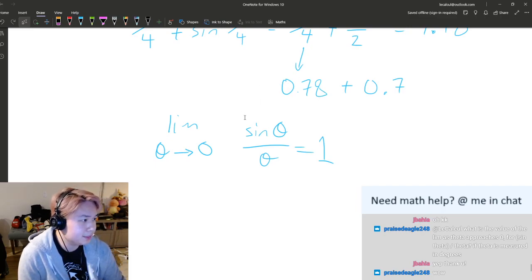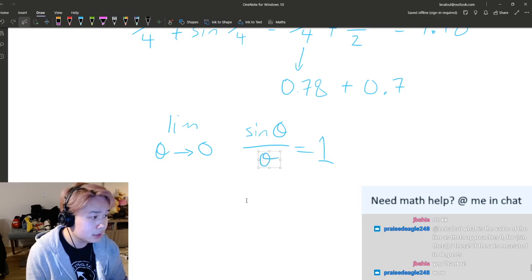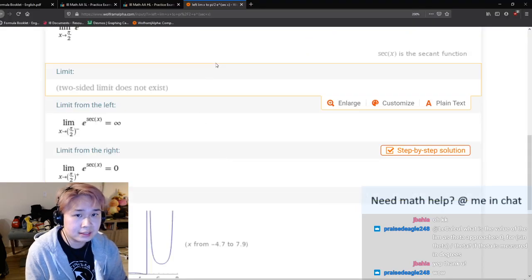So you know what happens when you divide something by something else and it equals 1? It means that they're the same. So what this is saying is that sine of theta and the actual theta itself, when you're close to 0, they're basically the same thing. So there's kind of a cool graph to see this.